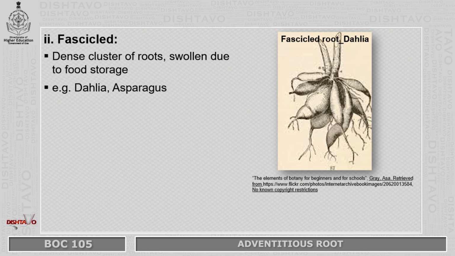Then the second one is fascicled roots. In this type of roots, you will find the roots are swollen, and at the same time they will be in dense clusters. The best example for this type of fascicled root is the dahlia flower. If you dig out the roots, you will find dense clusters of these swollen roots. In the same way, you will find the asparagus plant, commonly called shatavari, and in this plant also you will find dense clusters of elongated roots, and both are the best examples for fascicled type of storage roots.